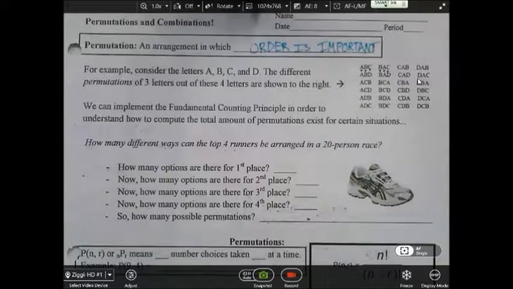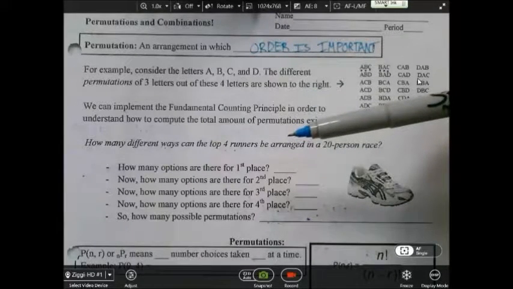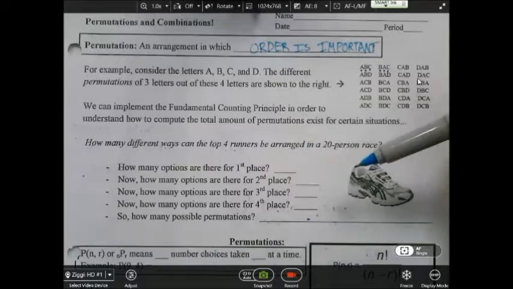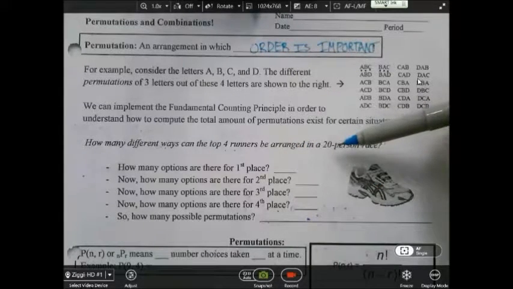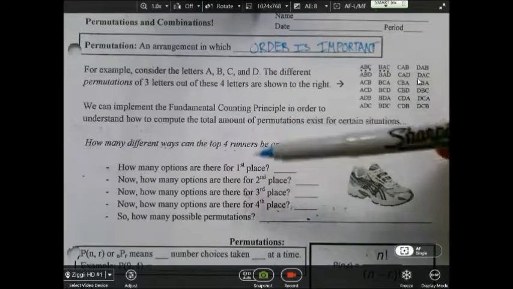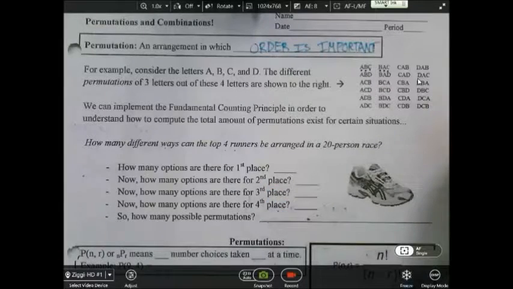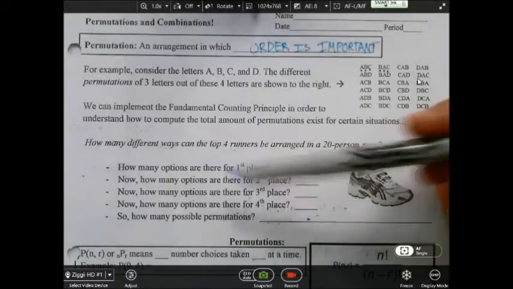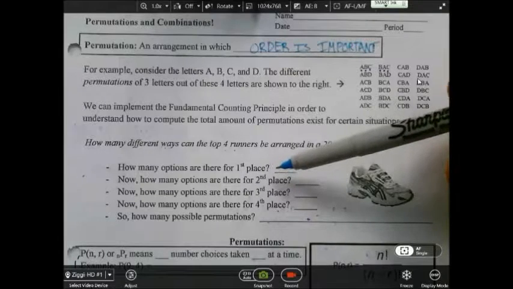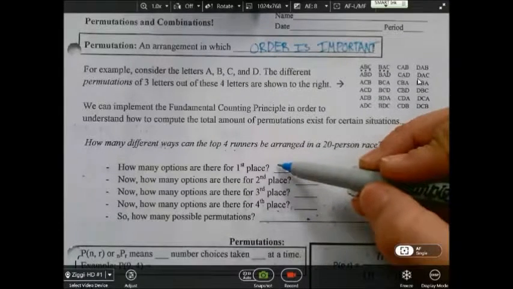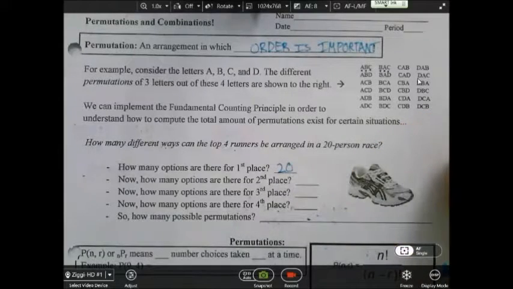So when we're looking at how to calculate a permutation, we can see that it is related to the fundamental counting principle. Let's take a look at this example. How many different ways can 4 runners be arranged in a 20-person race? That means I've got 20 people and I'm picking out 4 of them, 1 of them for first place, second, third, and fourth. So first off, how many options are there for first place? Well, we haven't picked anybody yet, so 1 person out of these 20 can be in first place.